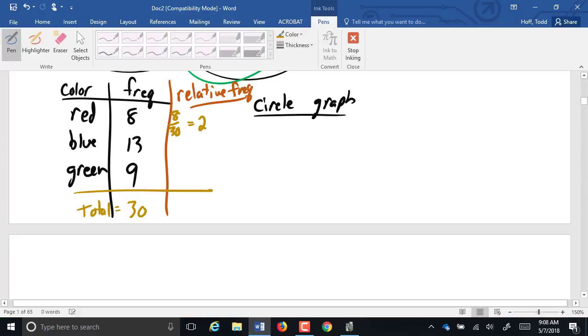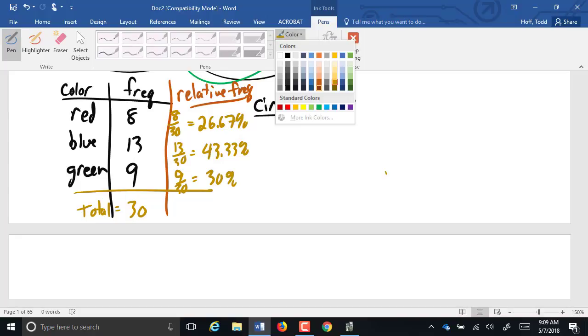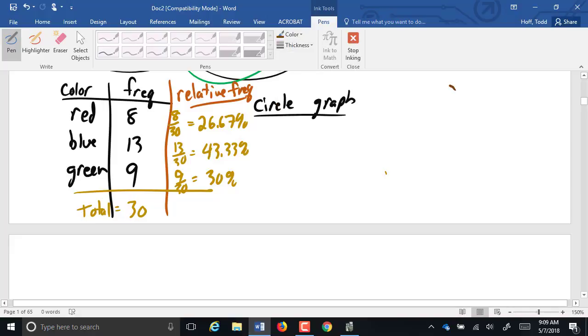8 out of 30 is 26.67%. 13 out of 30 is 43.33%. 9 out of 30 is 30%. Now, years ago, if we were making a circle graph, we would then take each of these percents and say, okay, what percent of 360 degrees, or how many degrees is 30% of 360? That's 108 degrees.